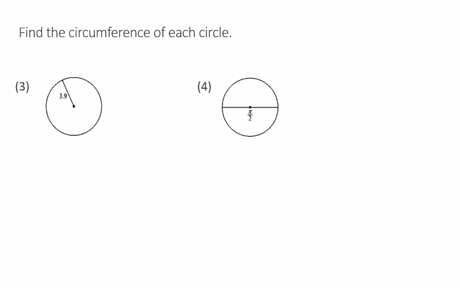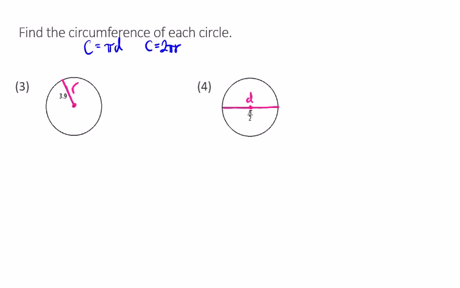So circumference of a circle, remember we have two formulas. We have C equals pi d, and we have C equals 2 pi r. Remember d is for diameter, r is for radius. So radius is from the center to the edge of the circle. So this is the radius here, and here we have a diameter, right? The diameter is all the way from one edge of the circle to the other through the center. It has to go through the center for it to be a diameter.